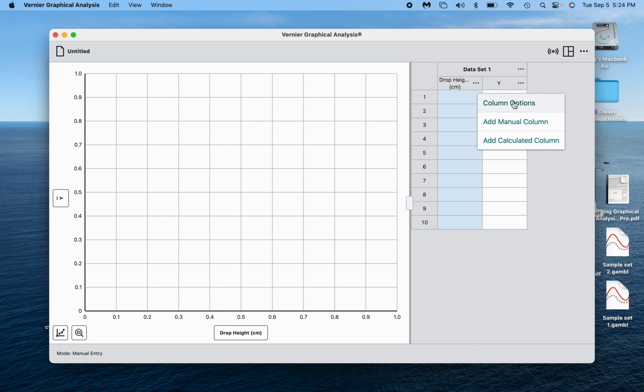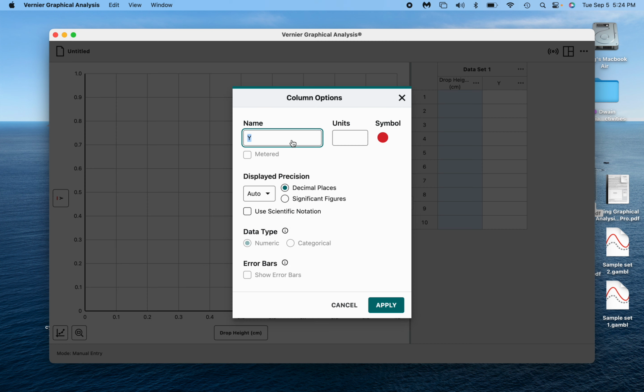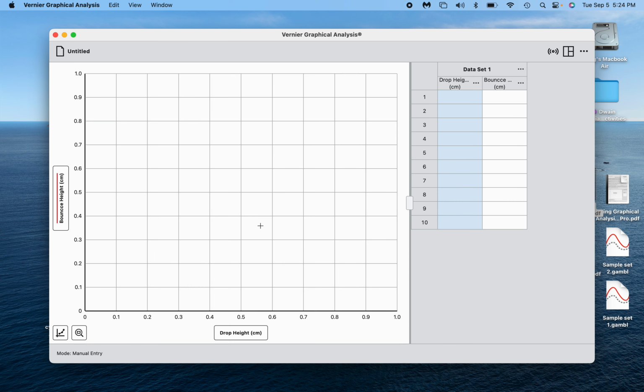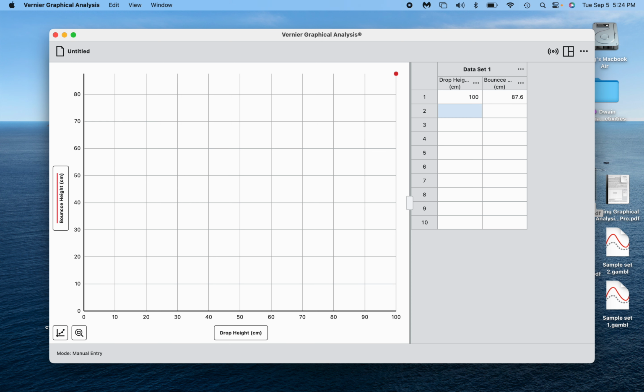Over here, I'm going to do the same thing, column options. This one's going to be the y-axis value, so that's going to be bounce height. Units also are centimeters. With this one, I had the data up to 1 decimal. Okay, so now I'm just going to go up here and type in the first piece of data. I had 100 centimeter drop height, 87.6 centimeters bounce height. And I just keep hitting tab as I enter this data.